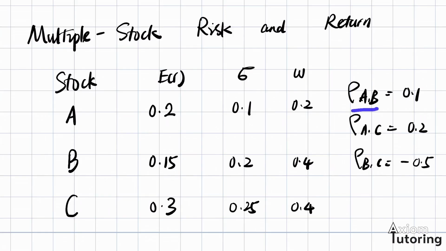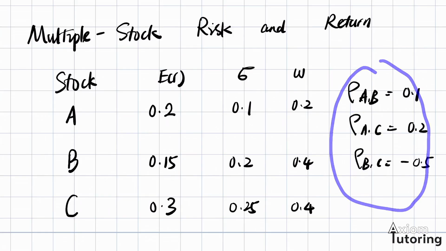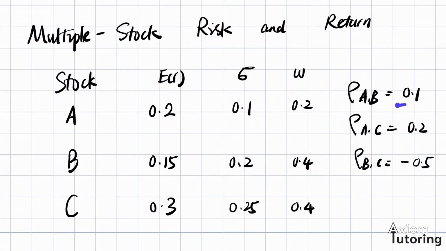So A and B, A and C, and B and C. So we need all possible pairs and use their correlation coefficients. So let's say it's 0.1, 0.2, and negative 0.5 respectively. Remember the correlation coefficient can only take values between -1 and +1. So how do we calculate the return and the risk for such a portfolio?